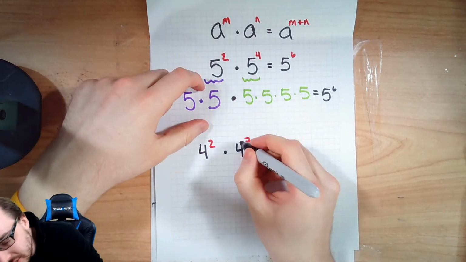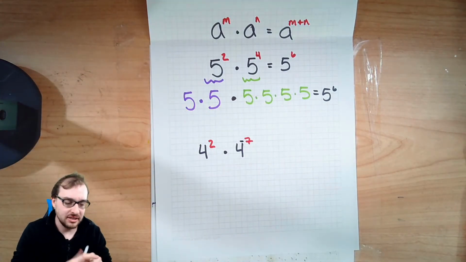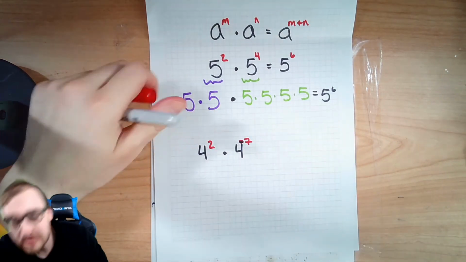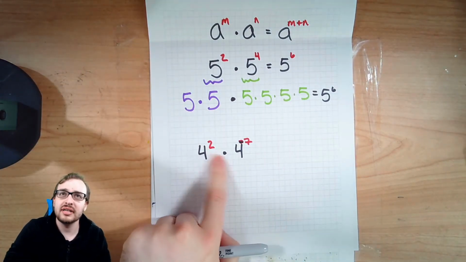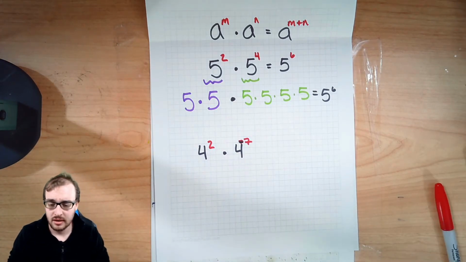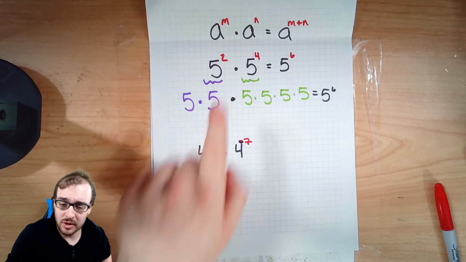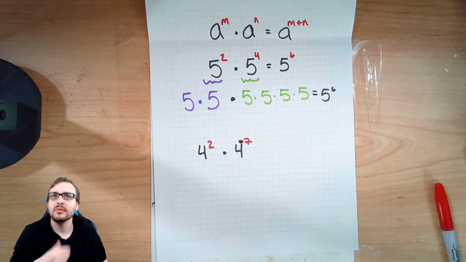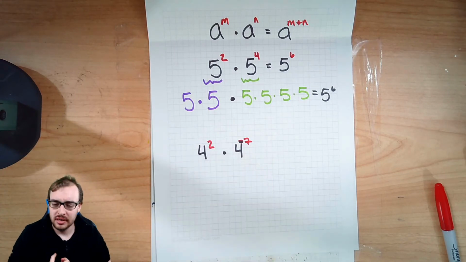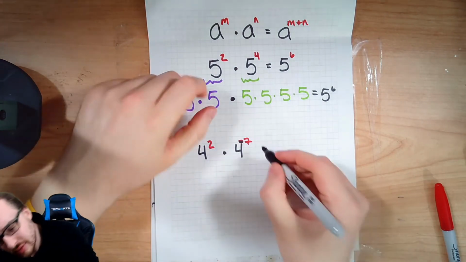What if I did this? I put a minus sign there. So it's like that minus sign. Let's make it red so we know it goes with the 7. 4 squared times 4 to the negative 7th. What's going to happen there? Well, we know what to do when the powers are positive, right? We just add them up, no big deal. Why do these, when we add them up, give us 4 to the negative 5th?